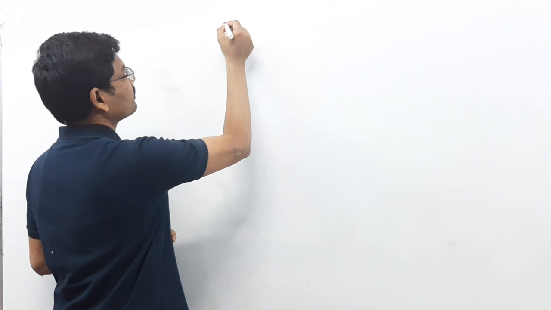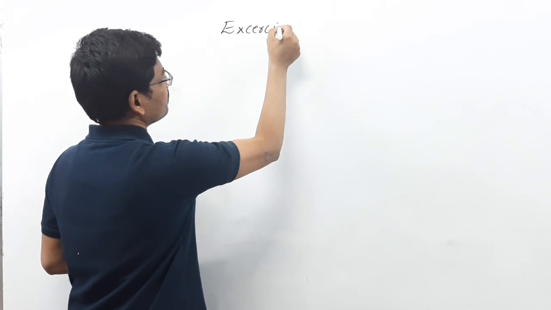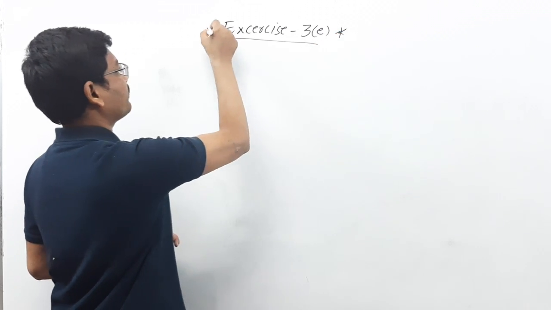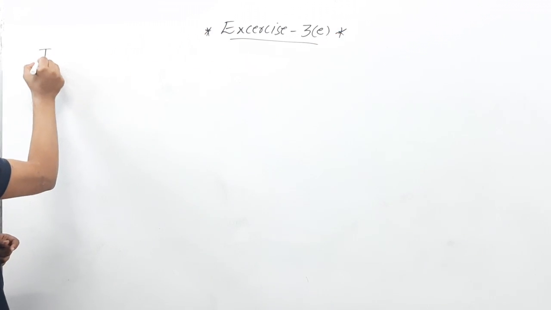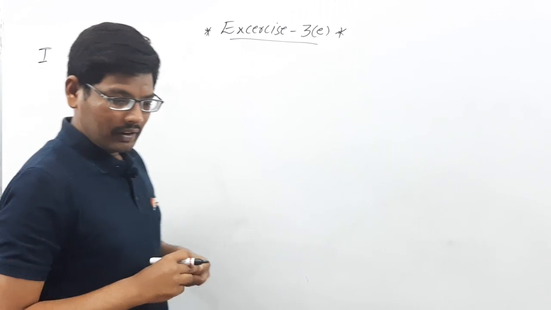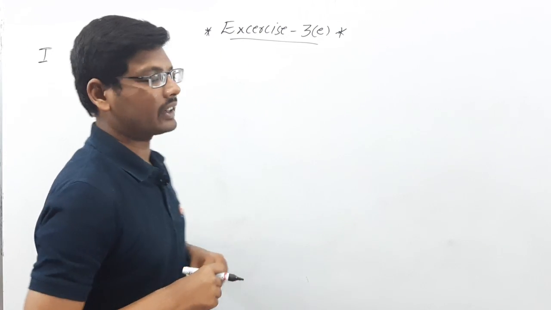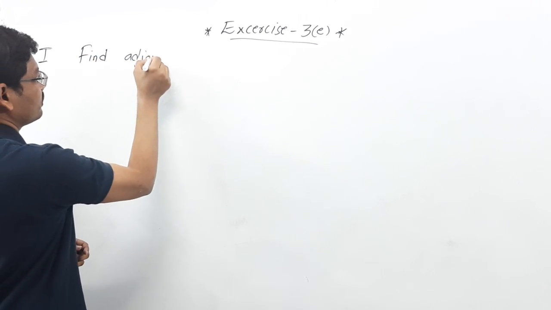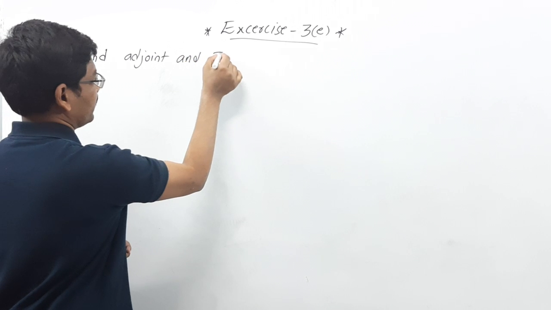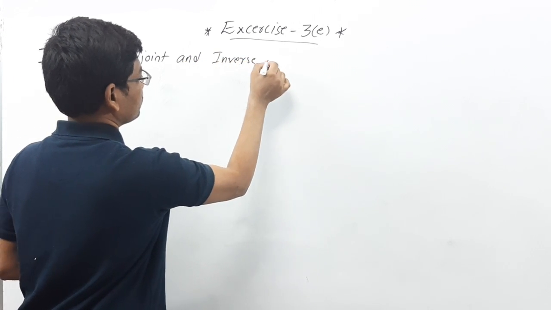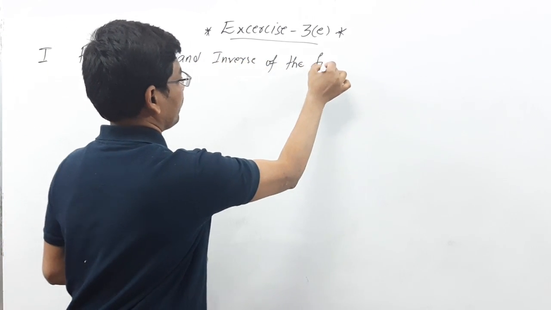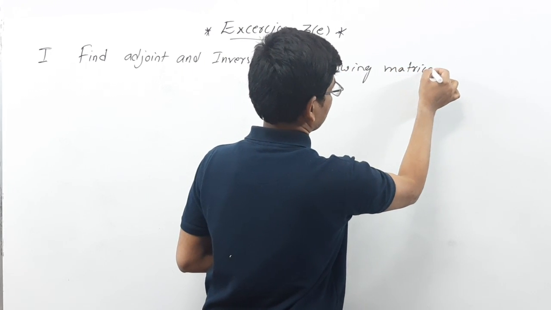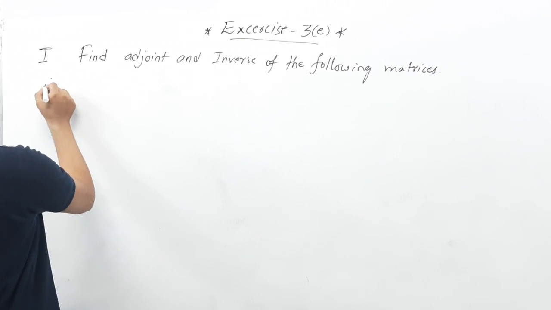Exercise 3E. In this exercise, the first bit: find the adjoint and inverse of the following matrices. In the first question, what is the first question?